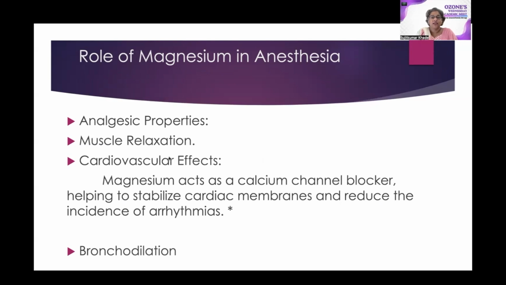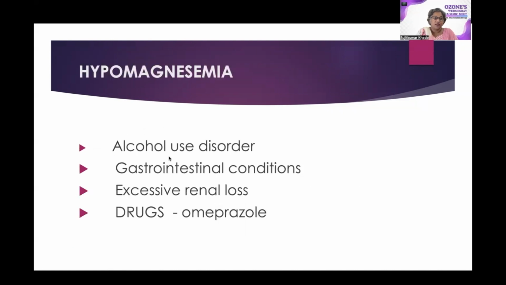of arrhythmias. It can attenuate the cardiovascular response to intubation and surgical stress by inhibiting catecholamine release and thereby minimizing fluctuations in the heart rate and blood pressure. The renin-angiotensin system is also less activated, helping the electrolyte balance. It also decreases postoperative nausea and vomiting. It helps in bronchodilation. Hypomagnesemia is common in alcohol users.